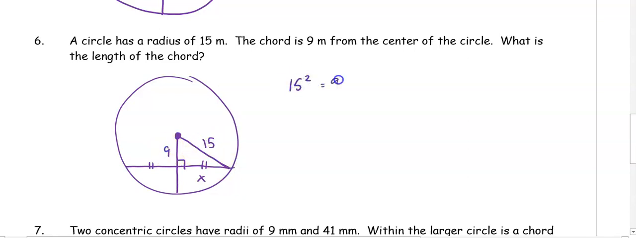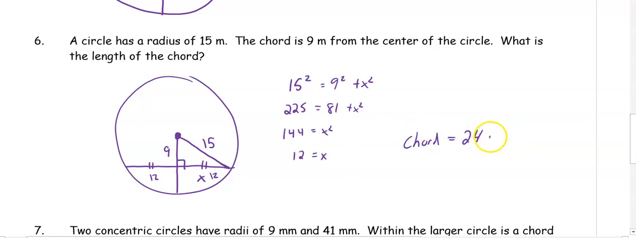So 15 squared equals 9 squared plus x squared. 225 equals 81 plus x squared. We can subtract 81 from both sides. 144 equals x squared. So x is 12. So each part of the chord is 12. So when we double 12, we get that our chord is 24 meters.